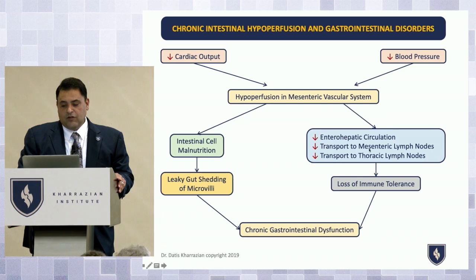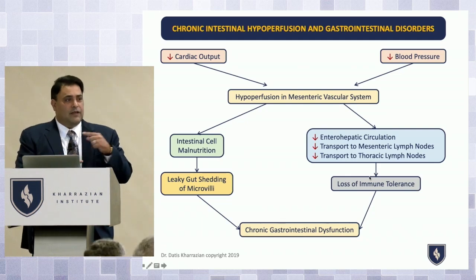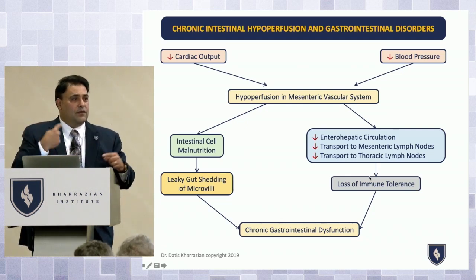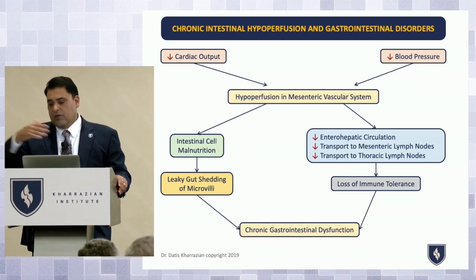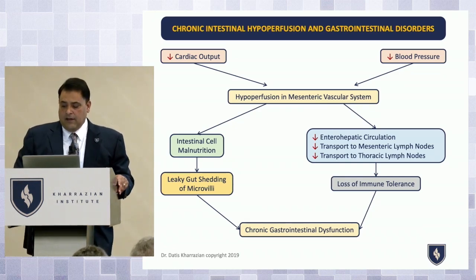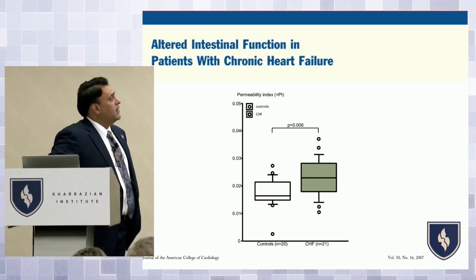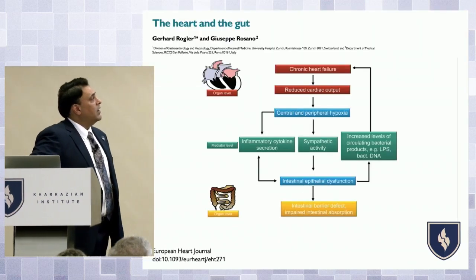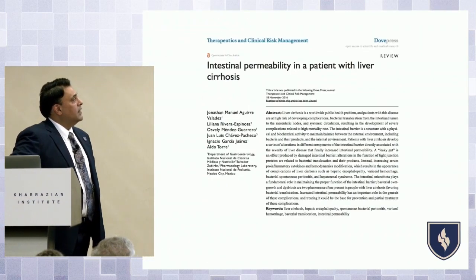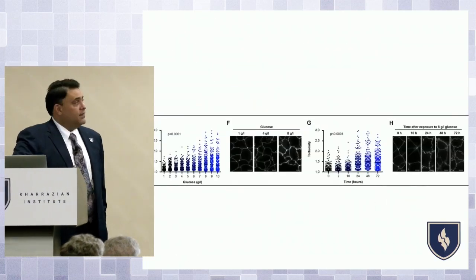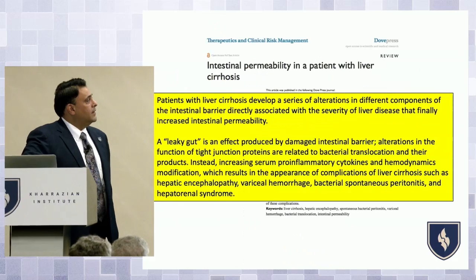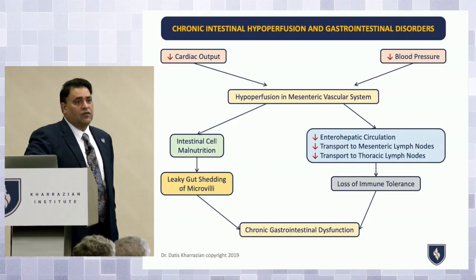And then you can also decrease intrahepatic circulation, decrease transfer to mesenteric lymph nodes, decrease transfer to thoracic duct. You get loss of immune tolerance because you're not getting these proteins to communicate with T cells and B cells and antibodies throughout the body, because that pressure has to take place for these to get in the lymphatic system. And you get a person with chronic GI issues. So I put together a list of papers, everything from intestinal function and chronic heart failure, the heart and the gut studies, some of these studies with liver cirrhosis, some with chronic kidney disease, that all have this hypoperfusion mechanism and how it leads to chronic GI issues. So just be aware of that.